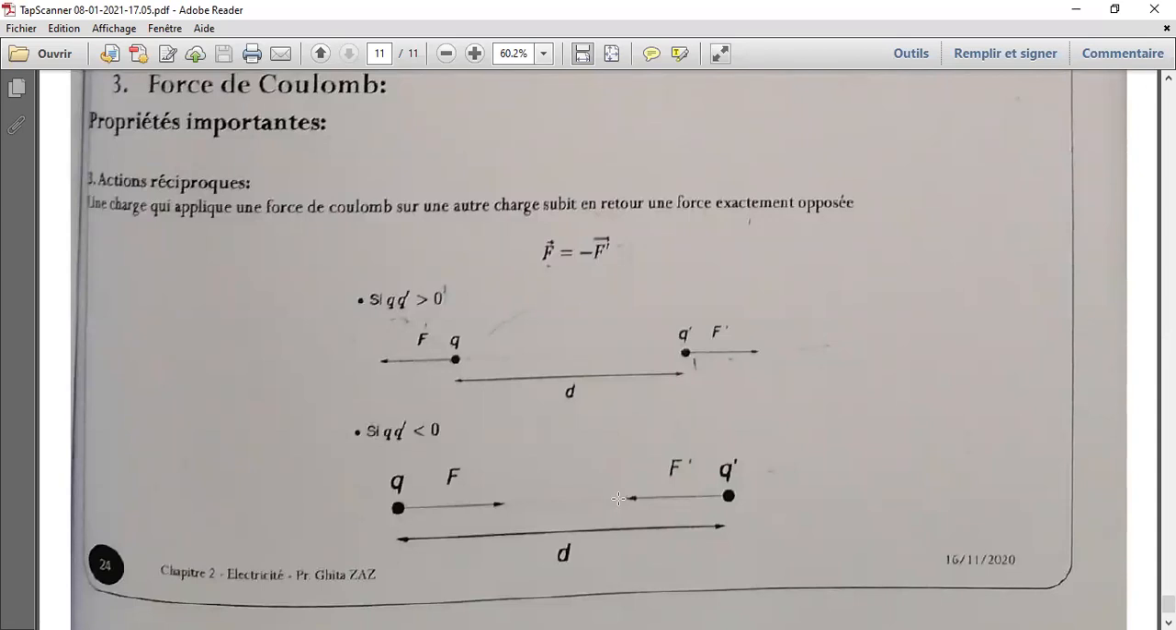So the arrows mean the force which Q prime or Q possesses is a force of attraction. If you see an arrow, a force going outside, it's a force of repulsion. I don't know if it's clear here.